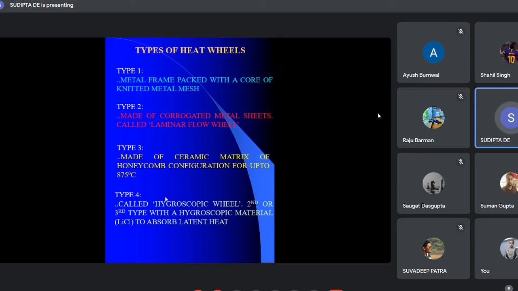This is mentioned that it is either of the second or third type. That means structure wise, it can be corrugated metal sheet or it can be of honeycomb structure, not the metal mesh. But then these are coated with a hygroscopic material which absorbs latent heat.